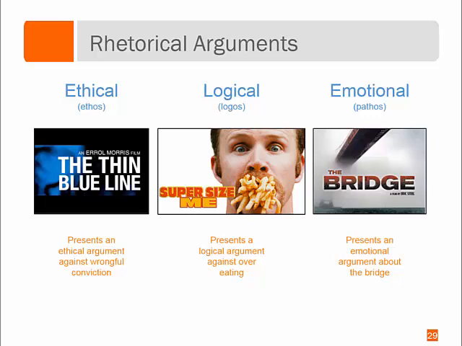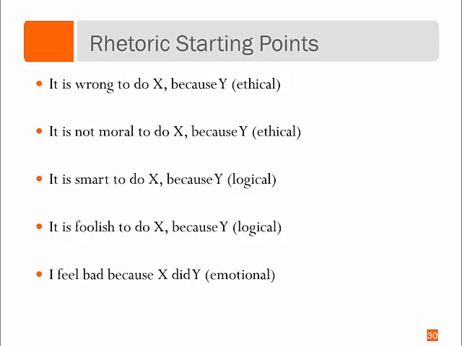And so to give you guys some starters or examples, some starting points for rhetoric. It is wrong to do X, so fill in the blank with whatever X is. It's wrong to do X because Y, and typically Y is the argument. In this case, it's an ethical argument because we're discussing right and wrong. Second example, it is not moral to do X because of Y. So again, we're making an ethical argument.